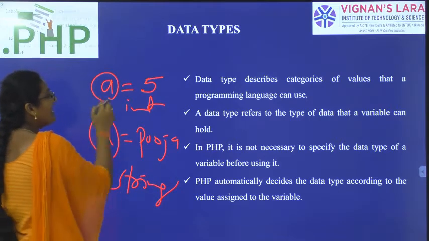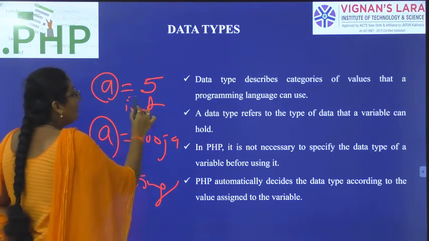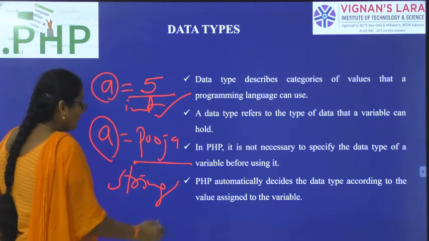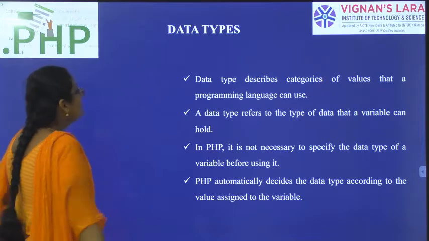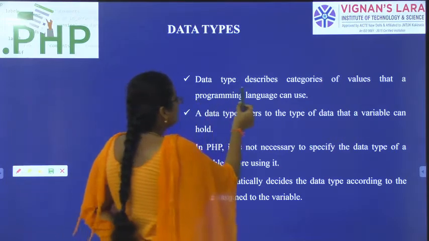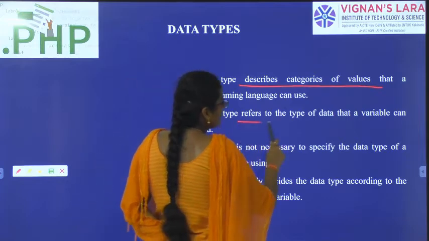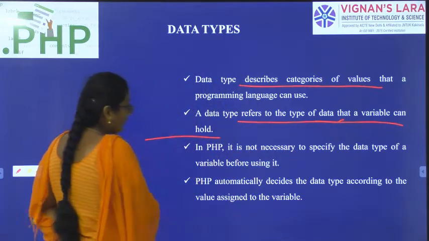Variable A is the same in all the cases. If it holds the value 5, we will call it integer. If it holds the value Pooja, we will call it string. So see here, data type is used to describe the categories of values. Data type refers to the types of data that a variable can hold.